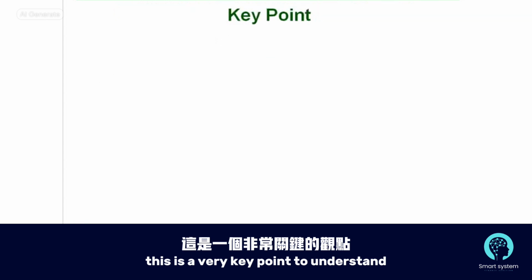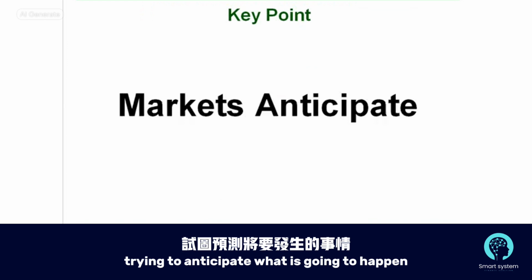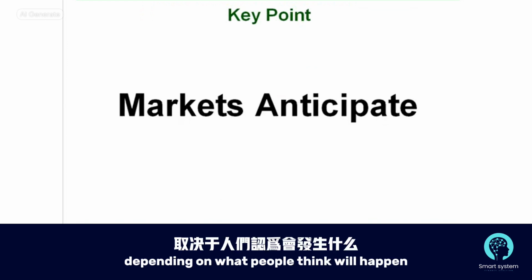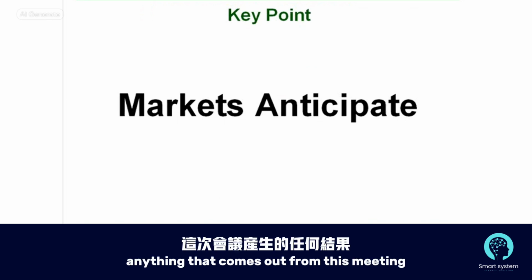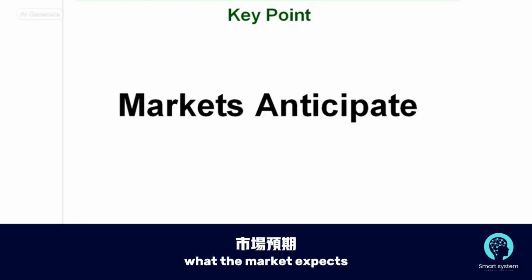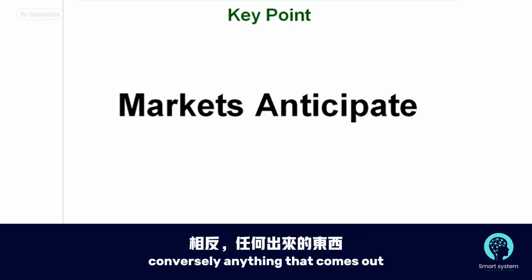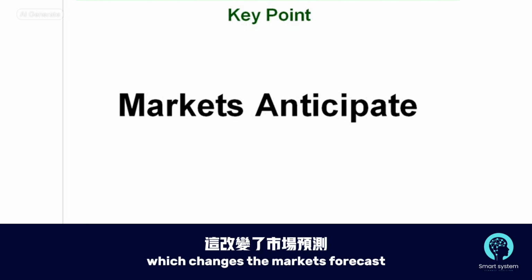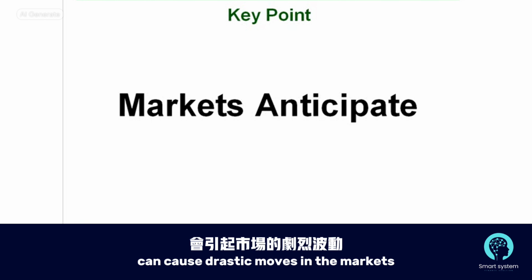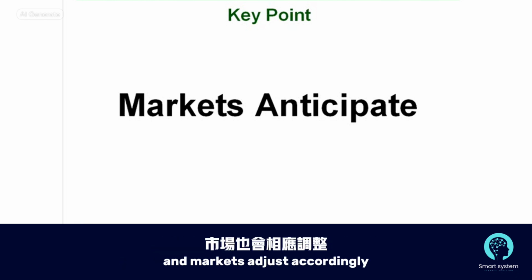This is a very key point to understand, because the markets are always trying to anticipate what is going to happen, and therefore they move up and down depending on what people think will happen to rates going forward. Anything that comes out from this meeting that is in line with what the market expects should have little or no effect on market prices. Conversely, anything that comes out which changes the market's forecast on what, if any, Fed action will be, can cause drastic moves in the markets as participants react to this new information and markets adjust accordingly.